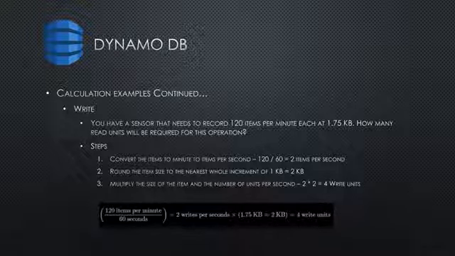Then we round the item size to the nearest whole increment of 1 kilobyte. So we have 1.75. We need to round up to the nearest increment, and that's 2. And then we multiply the size of the item and the number of items per second. So we're going to multiply 2 by 2 and get 4. So we need 4 write units per second to record the calculations from this sensor. Does everybody follow?